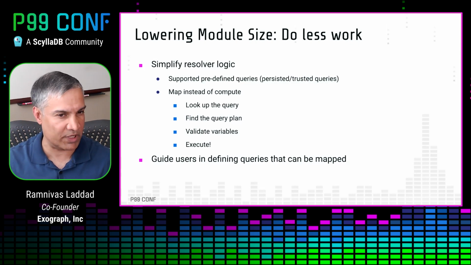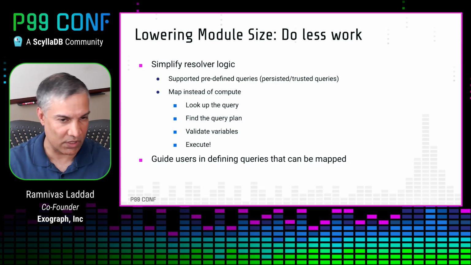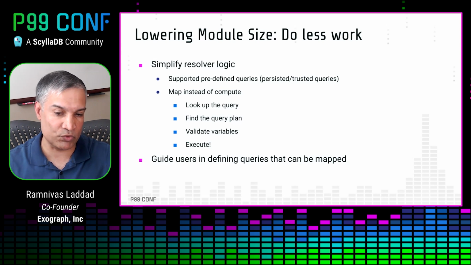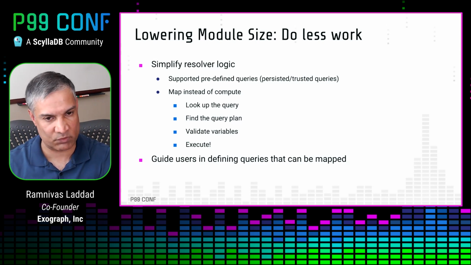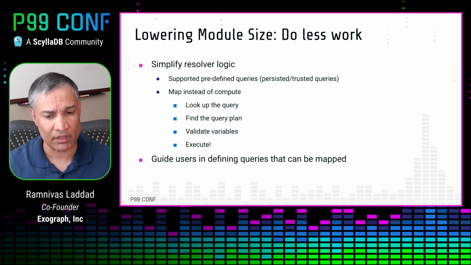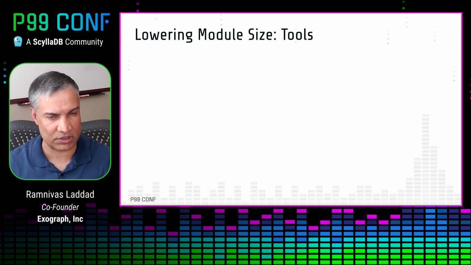Now, all kinds of queries cannot be mapped in this particular nice world. So we may have to nudge users, guide users to defining queries that can be mapped. Essentially, we need to warn them that, okay, if you use this kind of query, then your bundle size will be bigger and latency will suffer. Rather than that, use a different style of queries. We also use a couple of tools.